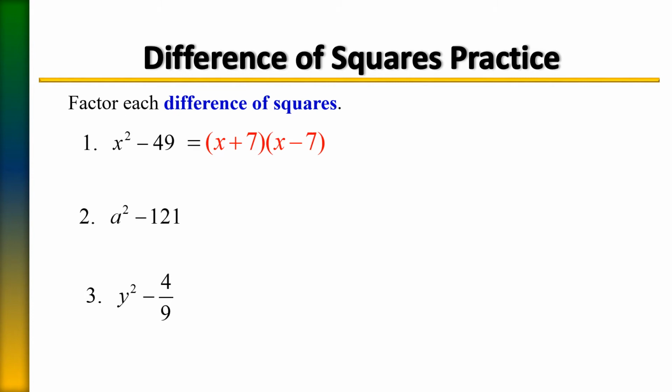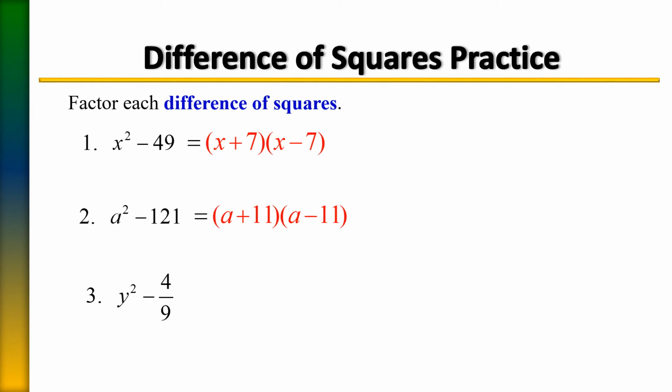Let's go to example 2. Here we have a squared minus 121. The square root of a squared is a. The square root of 121 is 11. So therefore, that is a plus 11, a minus 11. Might I remind you that when you're doing these difference of squares, you definitely need to make sure that you know your square roots so you'll know what numbers go inside the binomials.